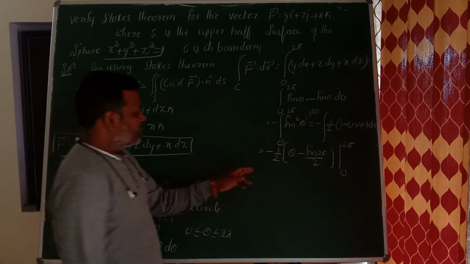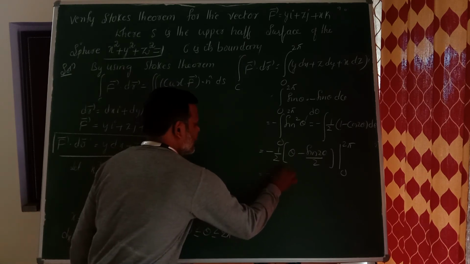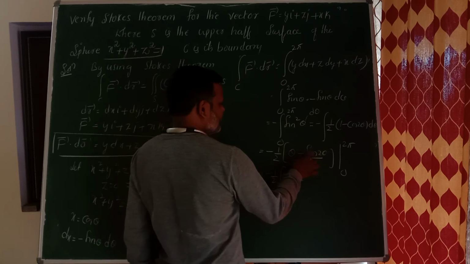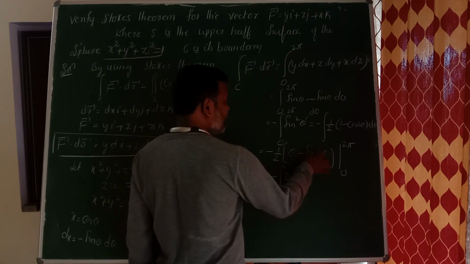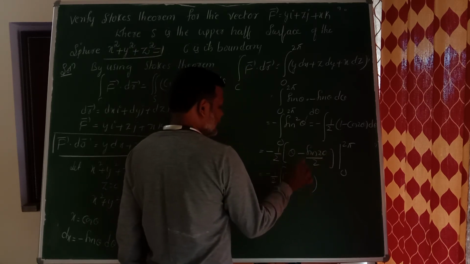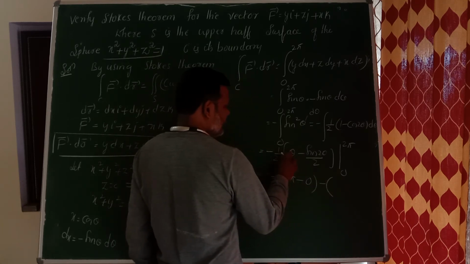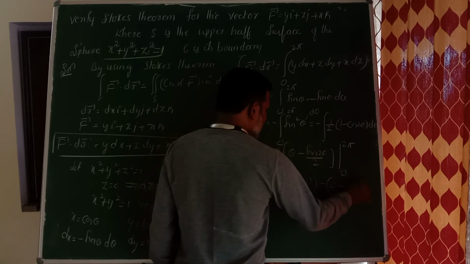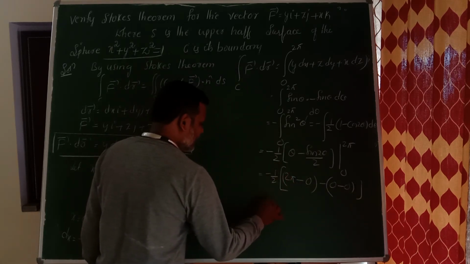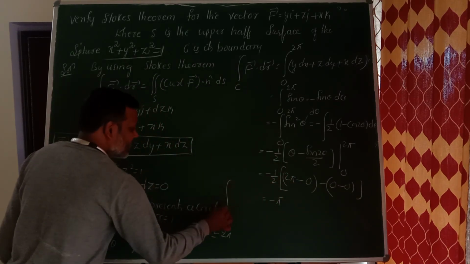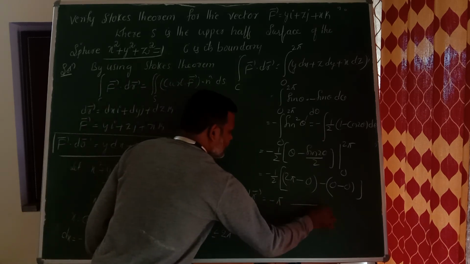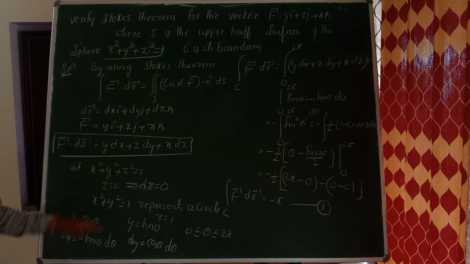Keeping minus 1 by 2 outside, what happens here? 2 pi minus sin 4 pi is 0, by 2 is 0. This is the upper limit minus the lower limit: theta is 0, minus sin 0 is 0, 0 by 2 is 0. So the 2 gets cancelled and you will get minus pi. This is the line integral over C of F dot dr. Let it be equation number 1. This is the LHS part.